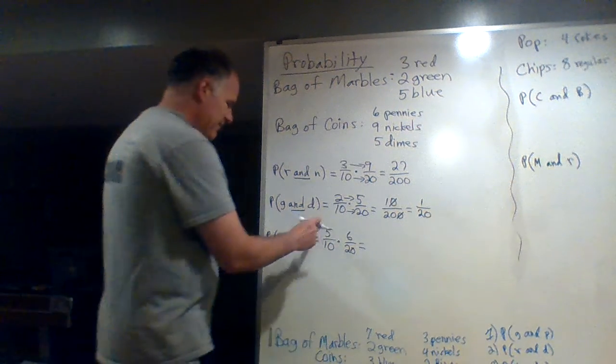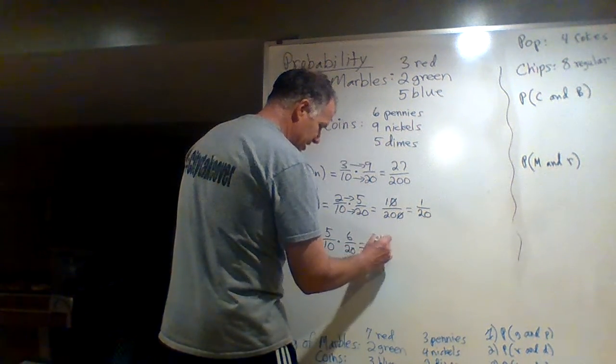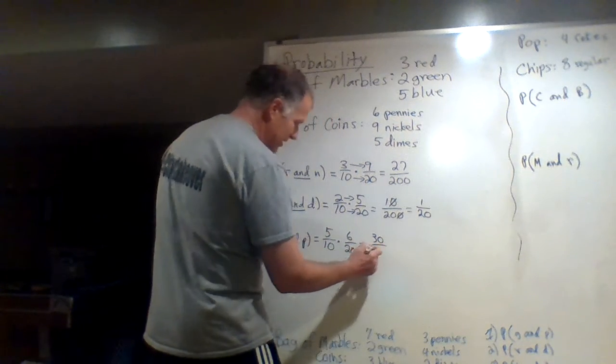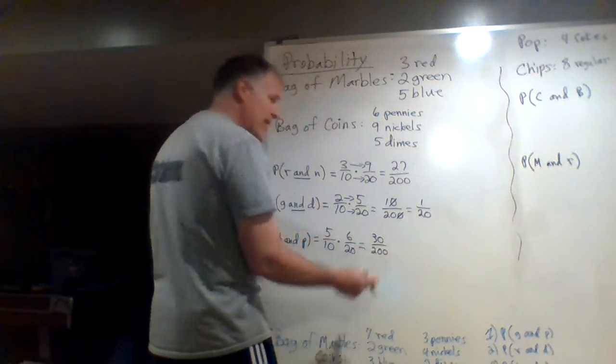Okay. 5 times 6 is 30. Again, 10 times 20, still 200. Okay, this is like the last one.